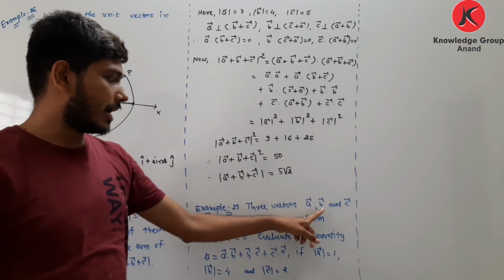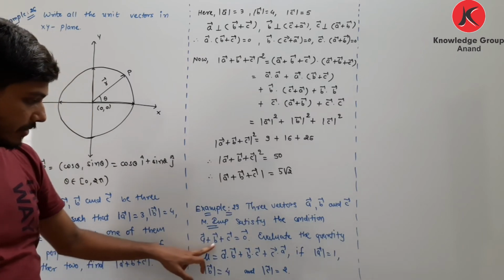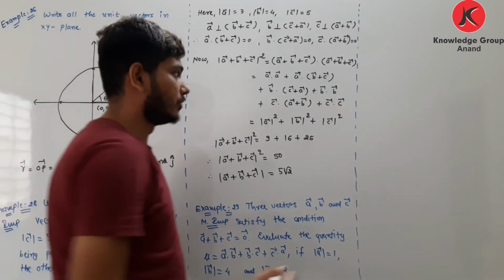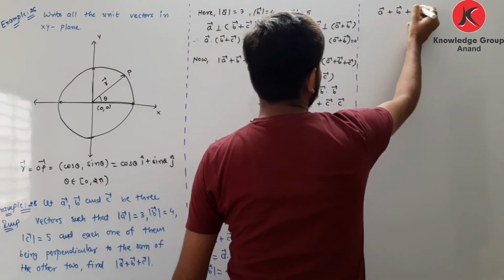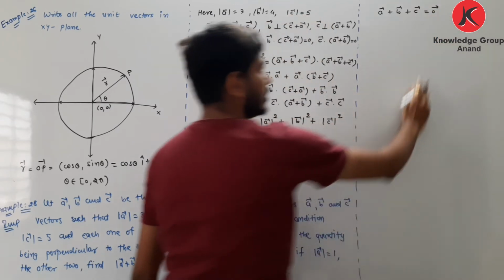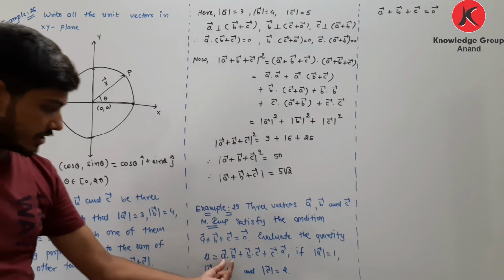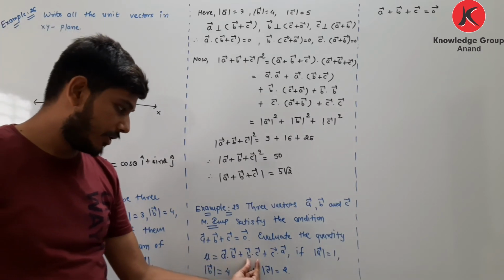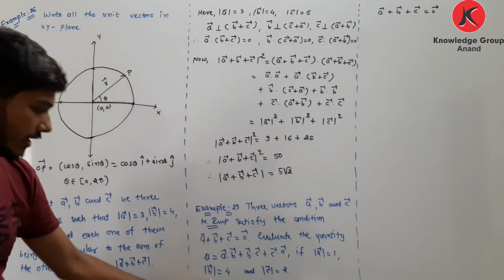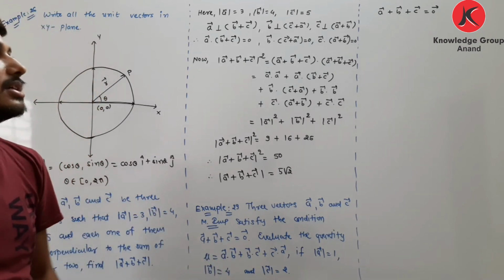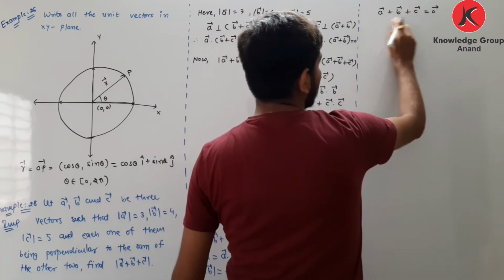Next, a question with the same logic, Example number 29. 3 vectors A bar, B bar and C bar satisfy the condition A bar plus B bar plus C bar equals 0 vector. Here the sum of 3 vectors is given as the 0 vector. Evaluate the quantity mu, which is A bar dot B bar plus B bar dot C bar plus C bar dot A bar, if magnitude of vector A is 1, magnitude of vector B is 4 and magnitude of C is 2. This is the most important condition here.